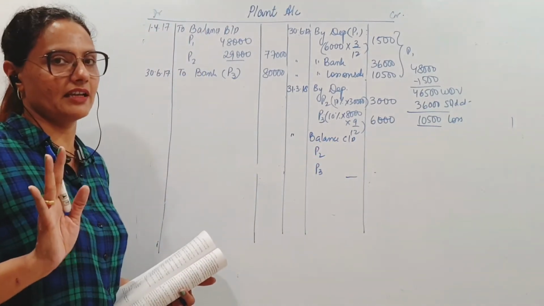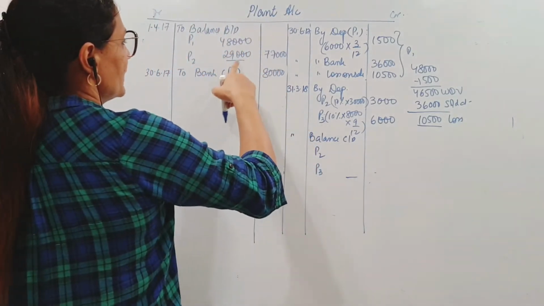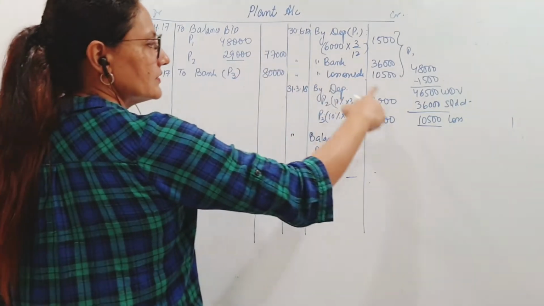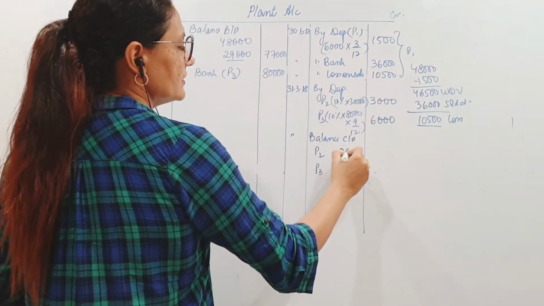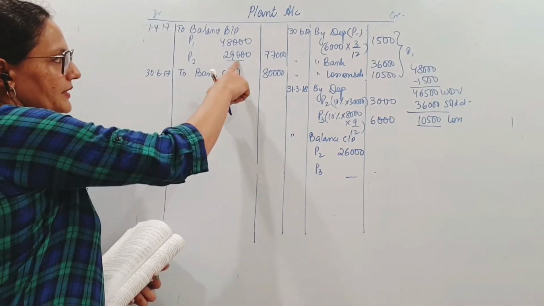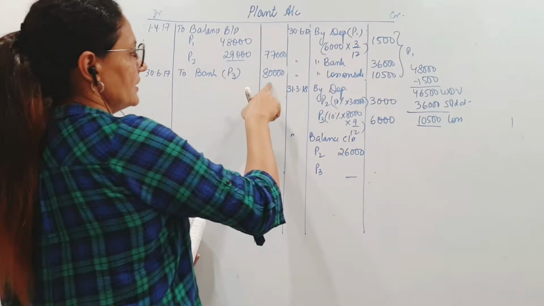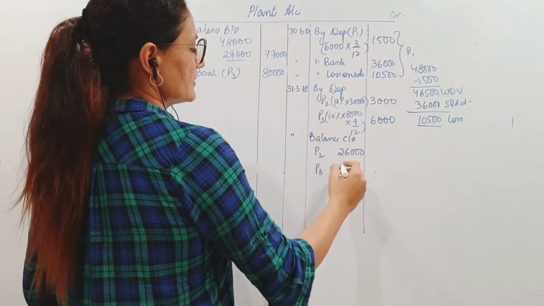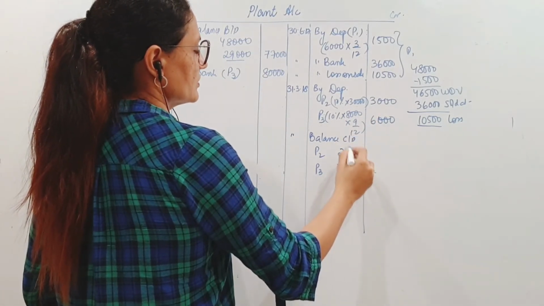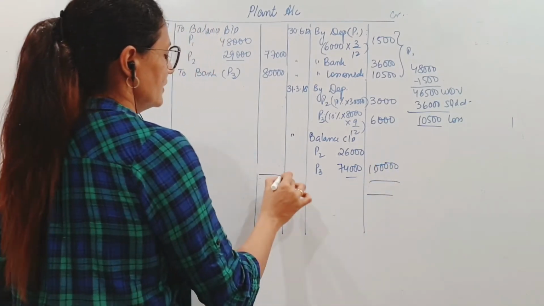See, it's making your life so easy, isn't it? So, plant 1 to chodo. Plant 2 is 29 in the beginning. 3,000 more depreciated. 26,000 is the written down value of the plant, second plant. 29 minus 3. P2, P2. P3, 80 minus 6. 74,000. So, total balance carried down is 1 lakh. We will close this.